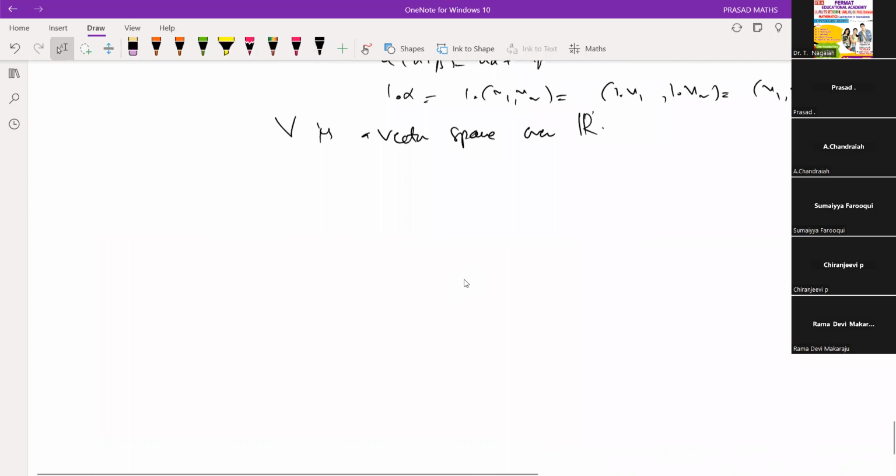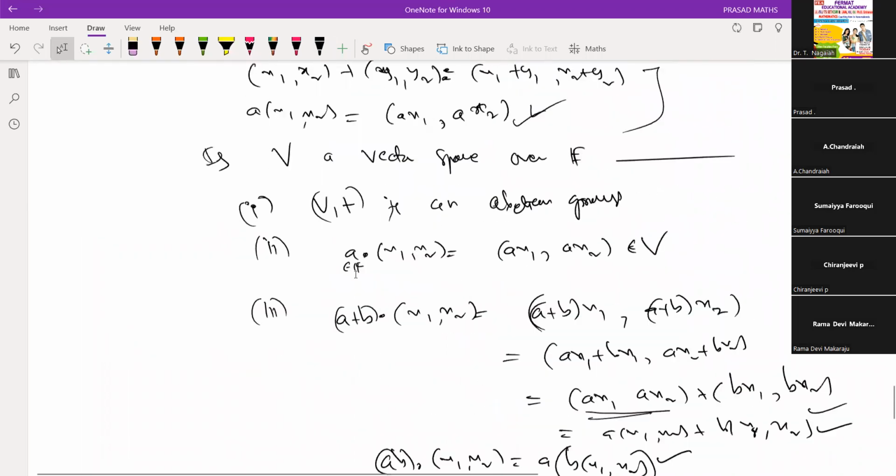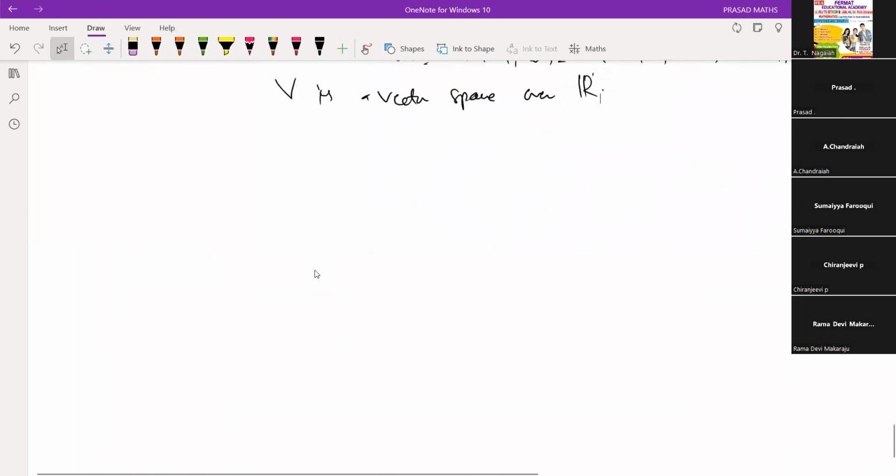Suppose you take the 10th example. If I take V equals R2, and if I take F equal to the complex field, if I take my field as the complex field, the vector addition is the same.